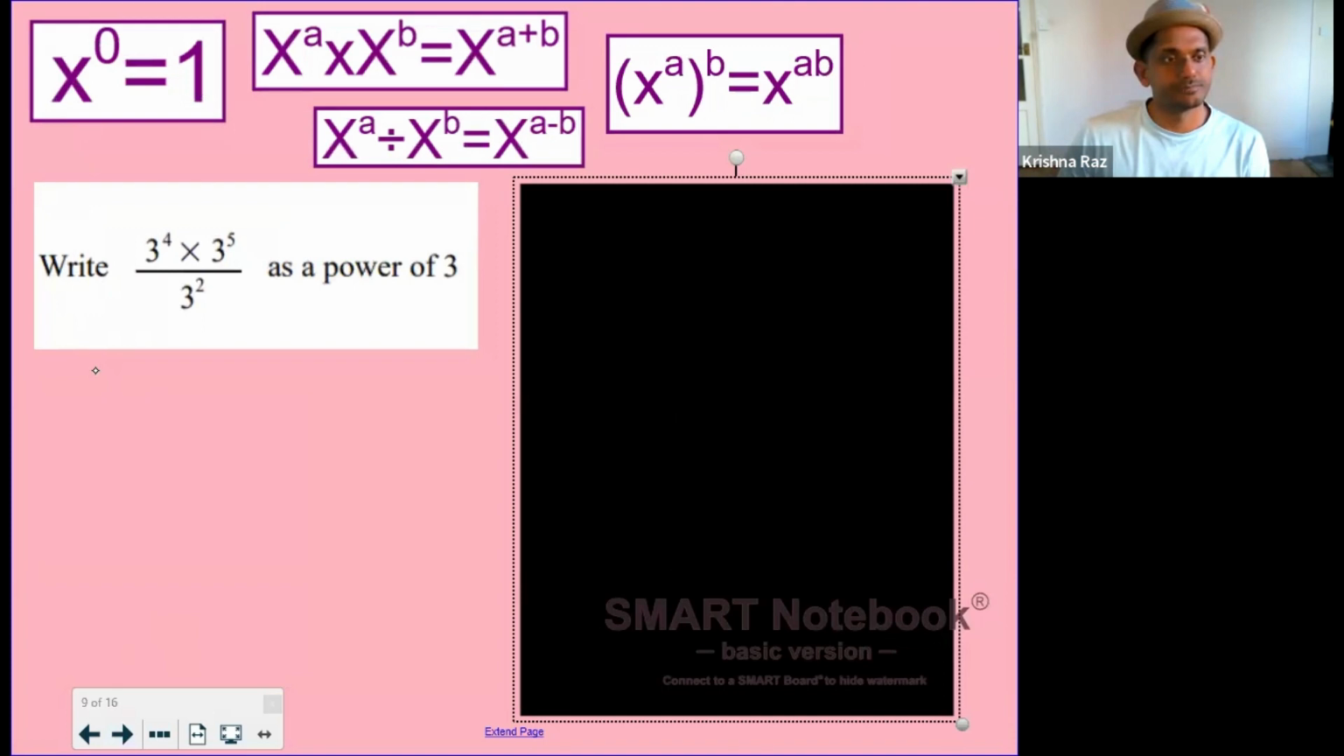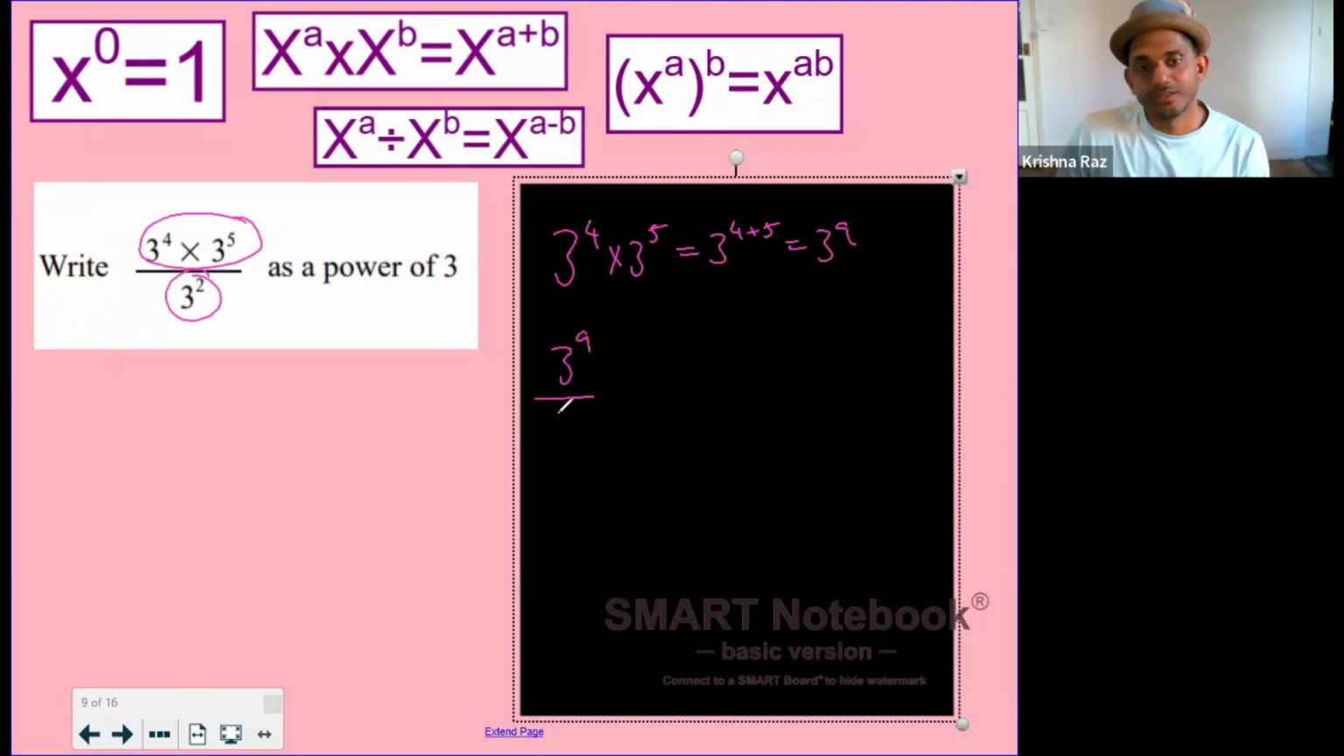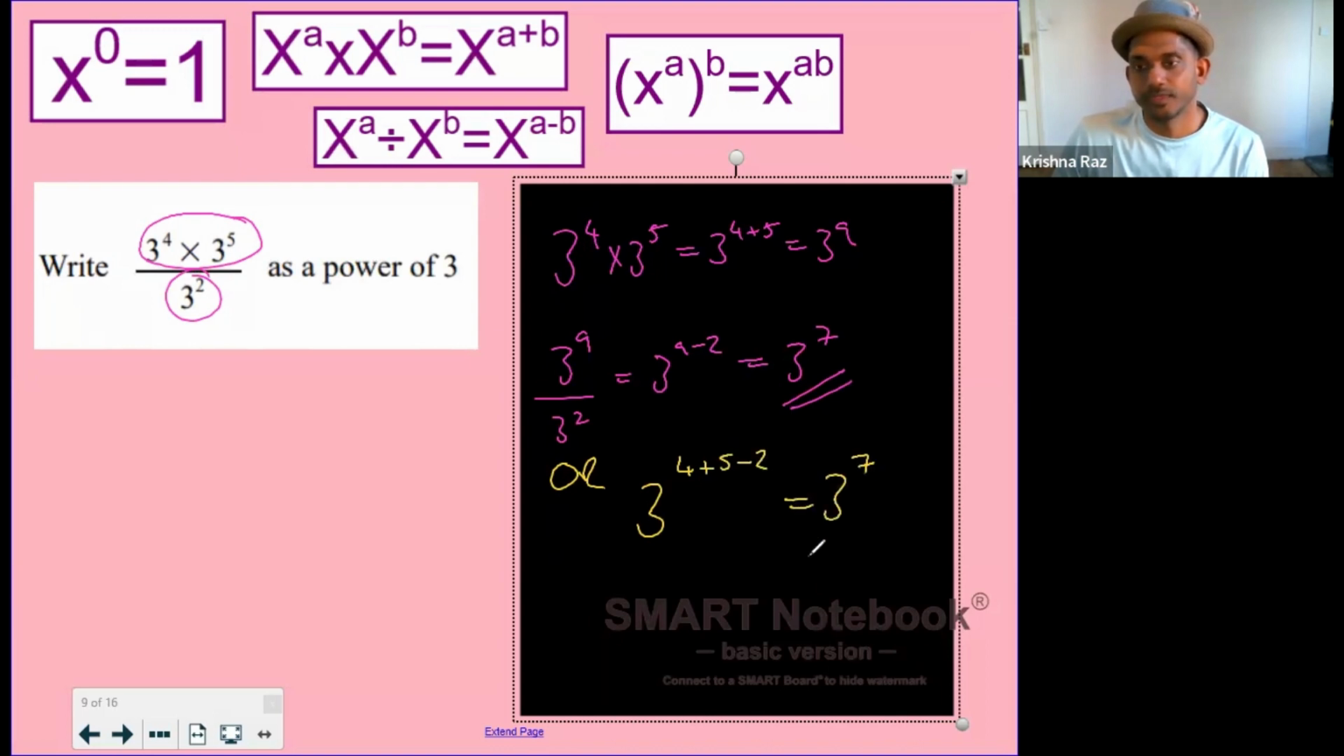So this one, we have 3 bits involving 2 rules. So we could do it separately and do 3 to the power 4 times 3 to the power 5, which is 3 to the power 4 plus 5, which is 3 to the power 9. And then do 3 to the power 9 divided by 3 squared, and we'll eventually get 3 to the power 7. Or alternatively, we could have 3 to the power 4 plus 5, take away 2. Either way is right. Doesn't matter which one you do, you'll get the right answer.